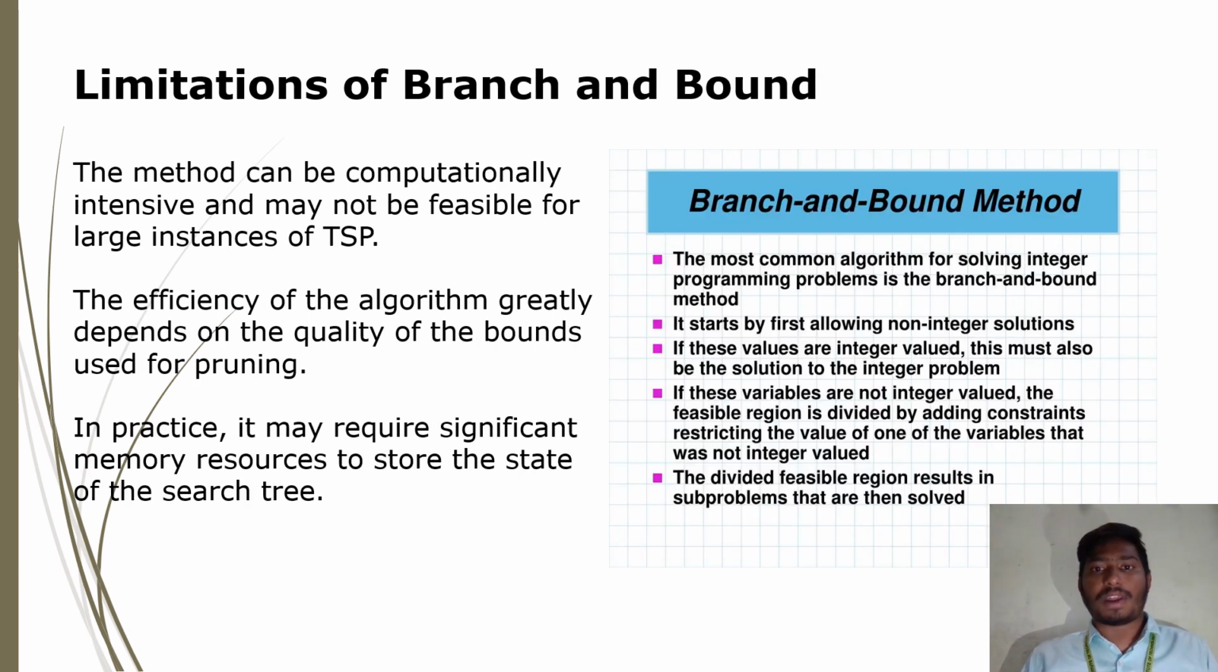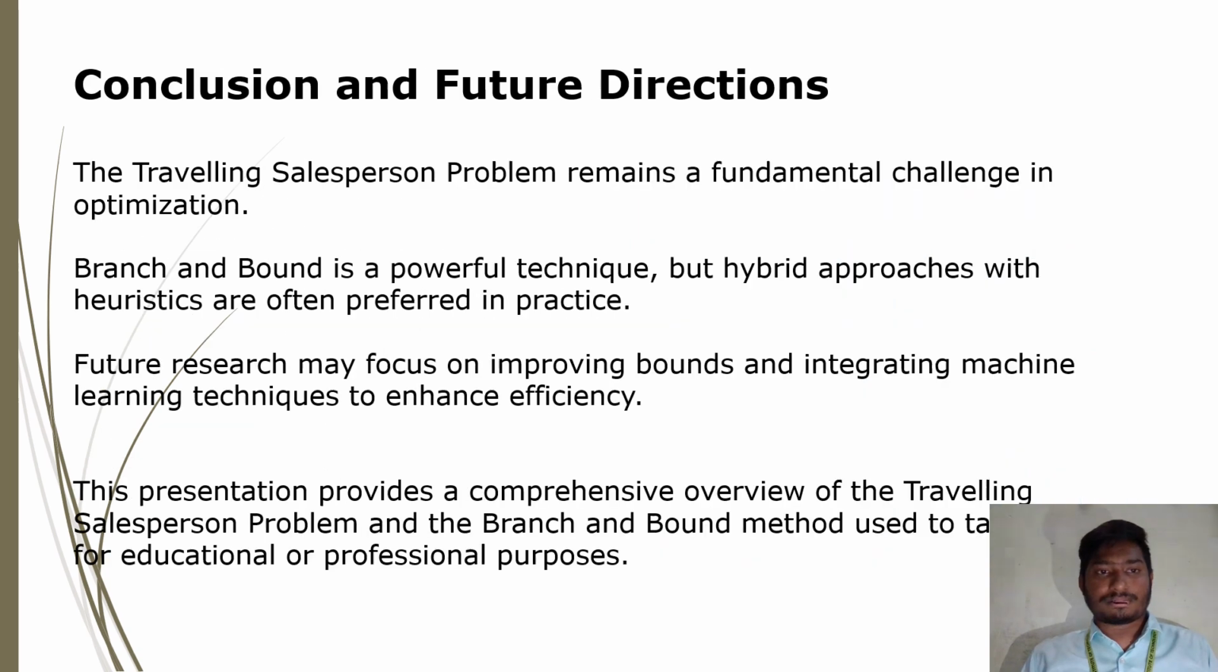Limitations of branch and bound. This method can be computationally intensive and may not be feasible for large instances of the traveling salesperson problem. The efficiency of the algorithm greatly depends on the quality of bounds used for pruning. In practice, it may require significant memory resources to store the state of the search tree.